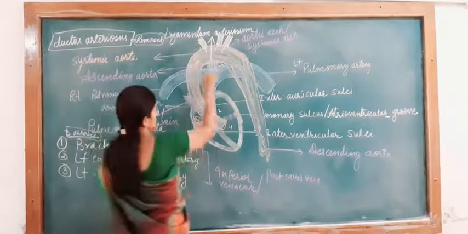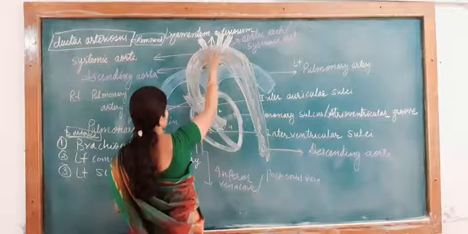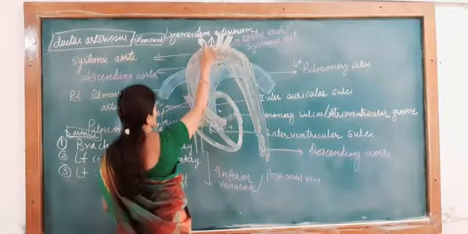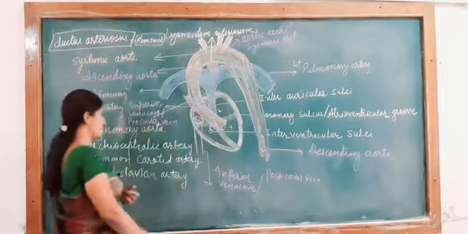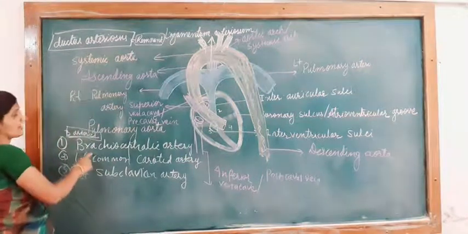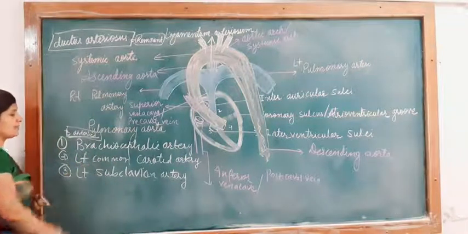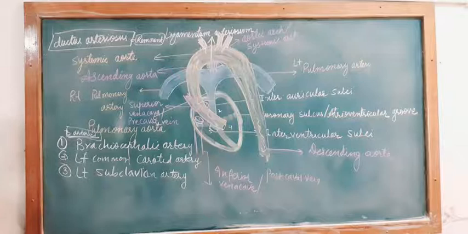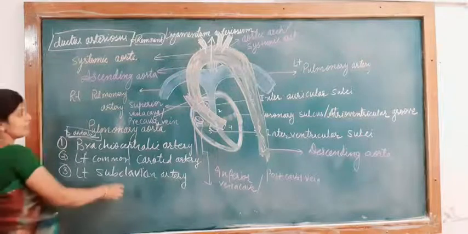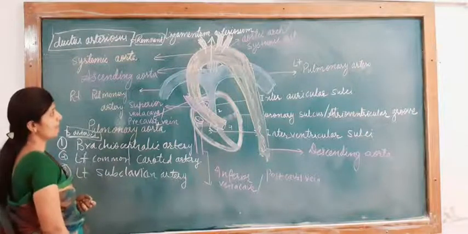And this aortic arch is again divided into three arteries. Here 1, 2, 3 arteries are present. Those are the brachiocephalic artery, left common carotid artery, and left subclavian artery. In this way it has been divided.